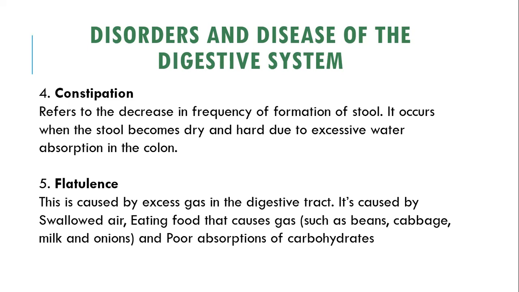The fifth one is flatulence. Flatulence is caused by excess gas in the digestive tract. It is caused by swallowed air, and also by eating food that causes gas, for example beans, cabbage, milk, and onions. These foods cause gas and poor absorption of carbohydrates.